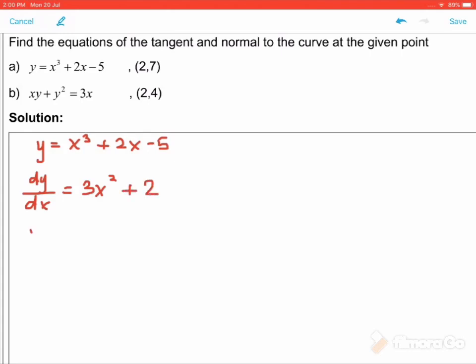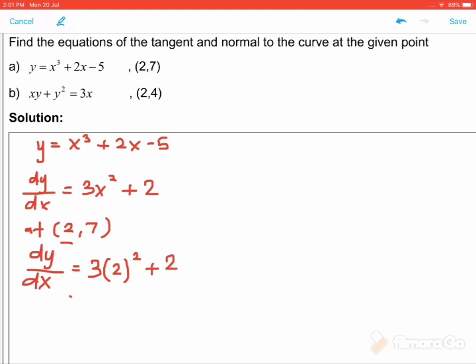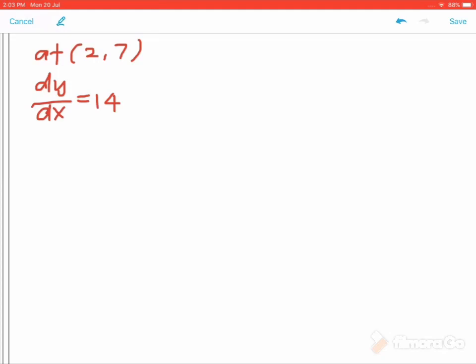The question gives us the point (2, 7). So we substitute the 2 into our dy/dx as x. So my dy/dx is equal to 3 times 2 squared plus 2. So we will get the gradient is equal to 14. This means at the point (2, 7), the gradient of the tangent is 14.